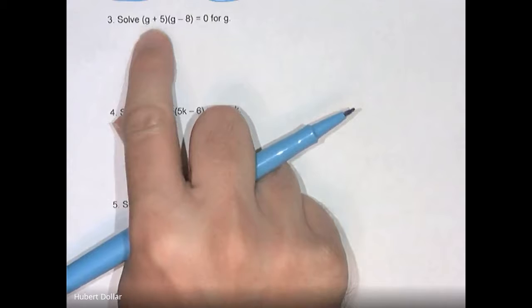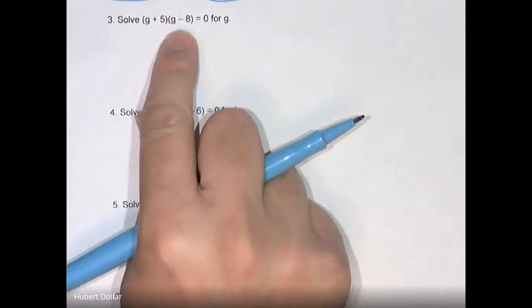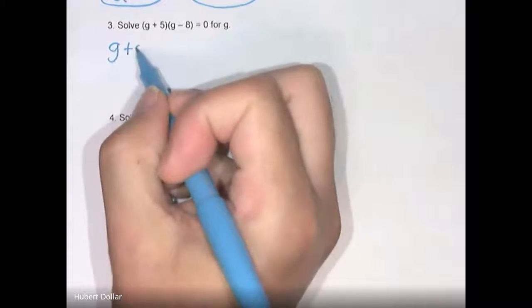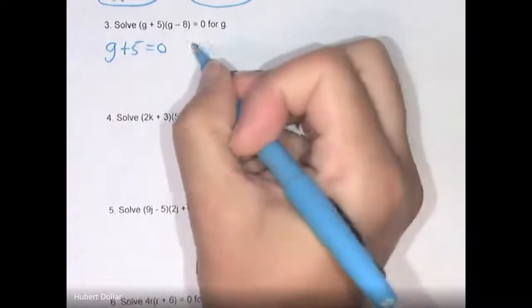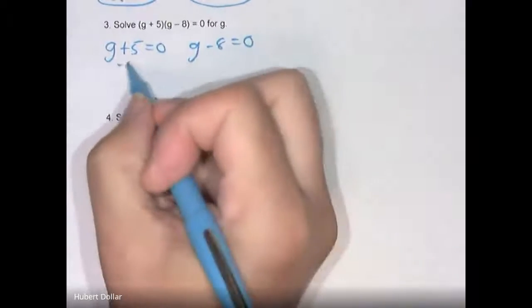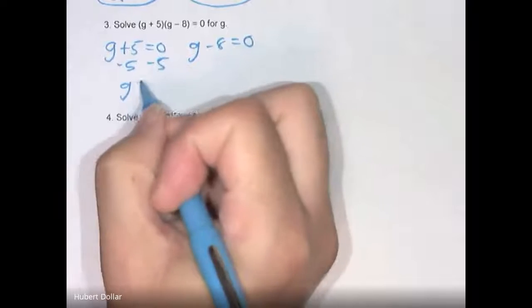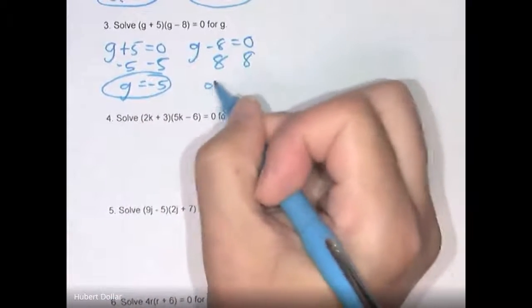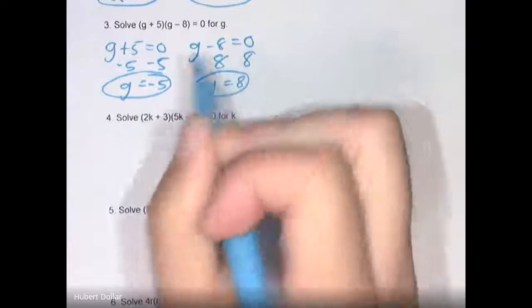In the third example, you have the product of g plus 5 and g minus 8, and we're solving for g. Since the product equals 0, then either g plus 5 must equal 0, or g minus 8 must equal 0. So we subtract 5, and g equals negative 5. We add 8, and g equals 8.